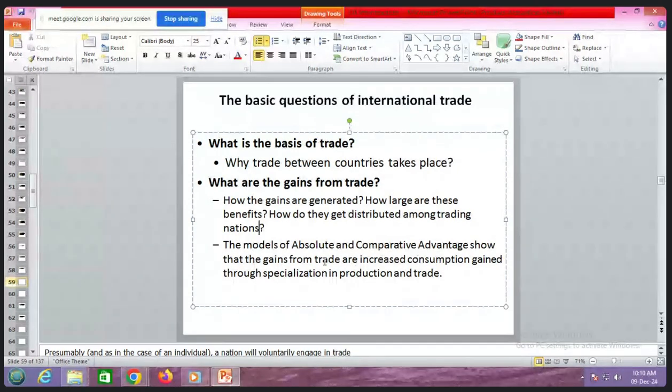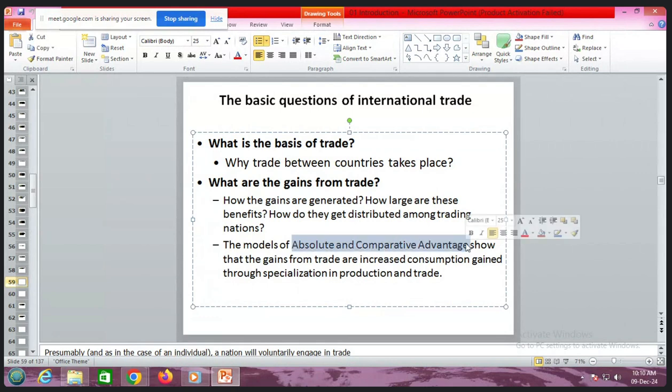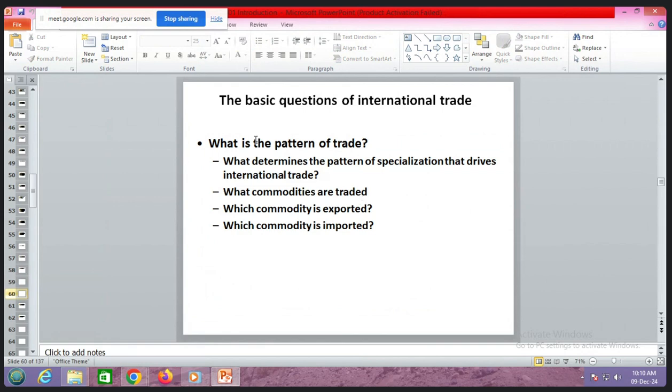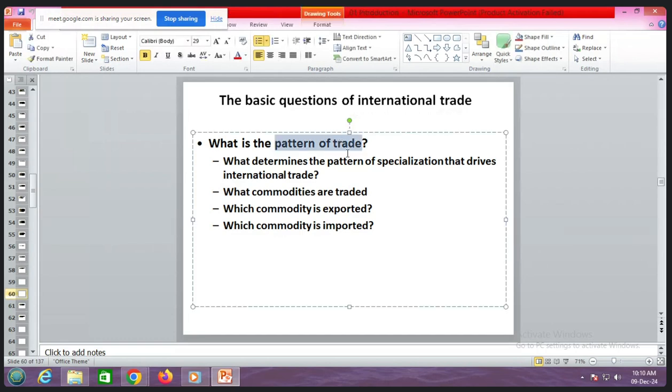Then we are trying to show, we are moving from simple model to complex model. As I have already told you, these are simple models that we are going to do, absolute and comparative advantage. In that we are trying to show that the gains of trade are in the form of increased consumption of both the goods. When the country specializes in production and trades the good, it is going to result in increased consumption. That's what we are going to show. So when we look at international trade, the answer that we are going to get is also in the form of pattern of trade.